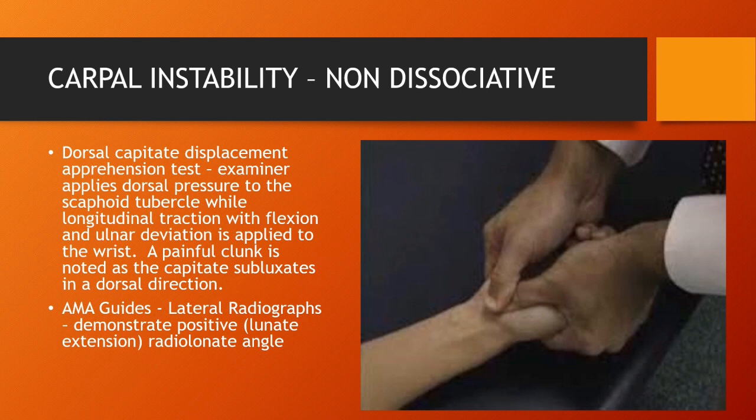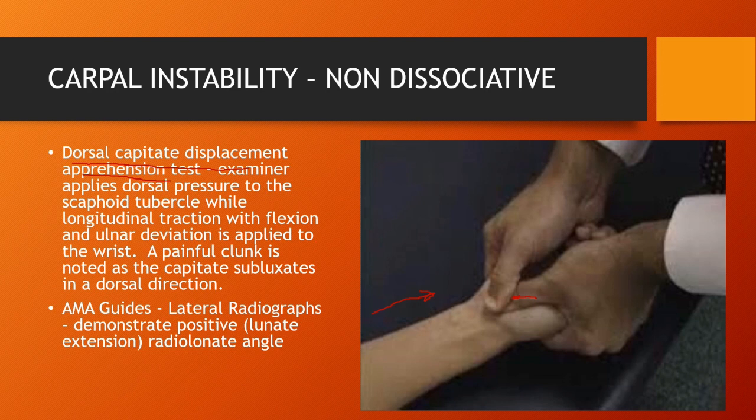And the provocative maneuver associated with this DISI deformity is the dorsal capitate displacement apprehension test. To perform this maneuver, you as the examiner apply dorsal pressure to the scaphoid tubercle. Here the examiner has his left thumb applying pressure in a dorsal direction to the tubercle of the scaphoid bone. With dorsal pressure applied, the examiner then applies a longitudinal traction to pre-stress the radiocarpal and the intercarpal ligaments.